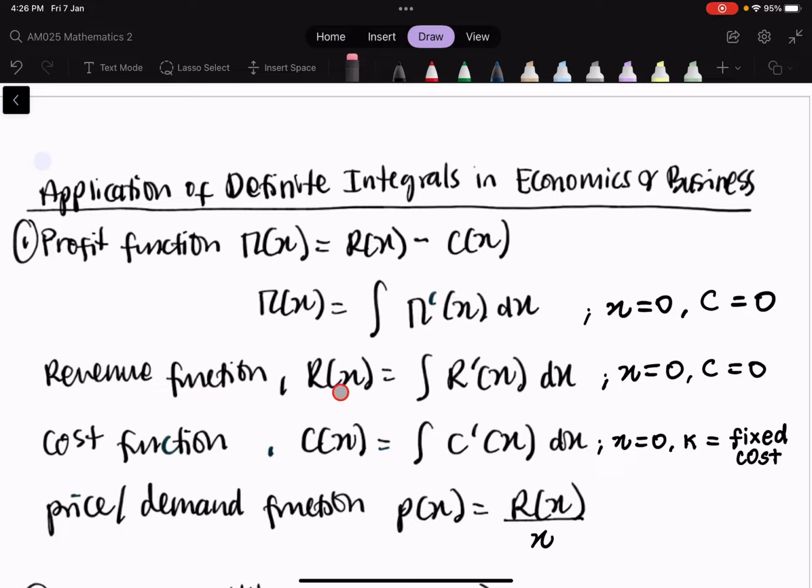To find the revenue function, we can integrate marginal revenue. When no quantity is produced, the constant C equals 0.